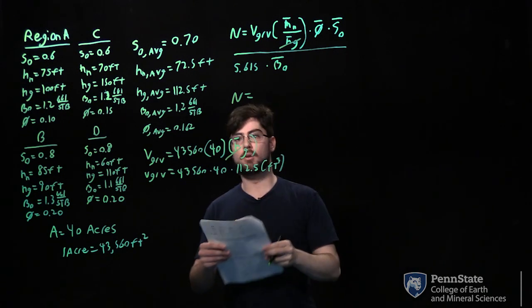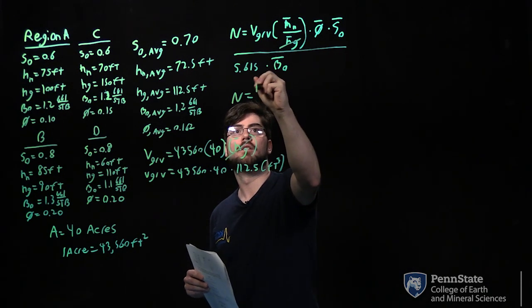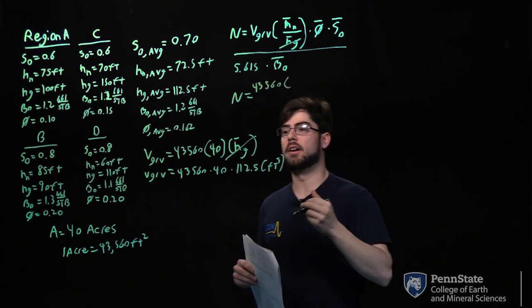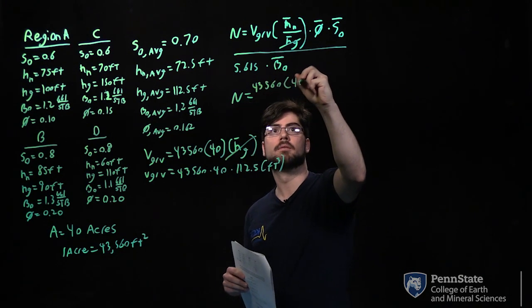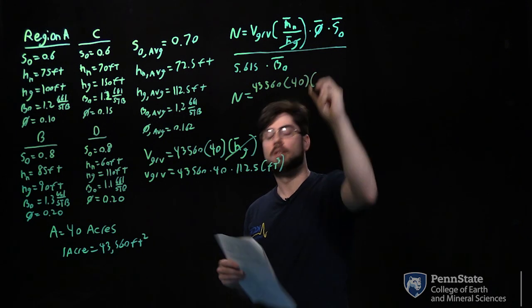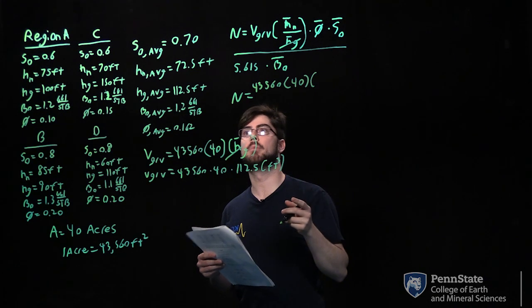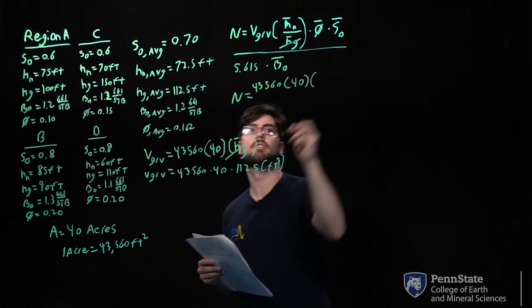And so when I write this out, we're going to have 43,560 times our area in acres, which is 40, times our net pay zone average, which is going to be 72.5.